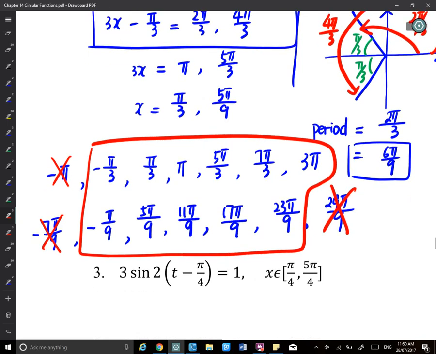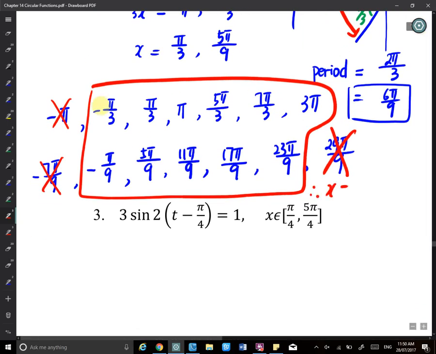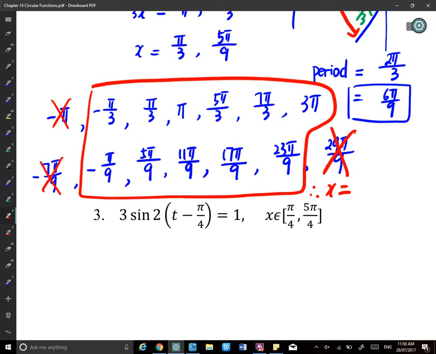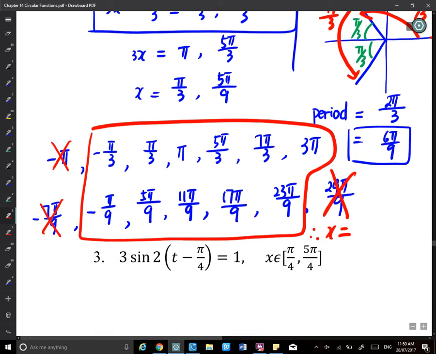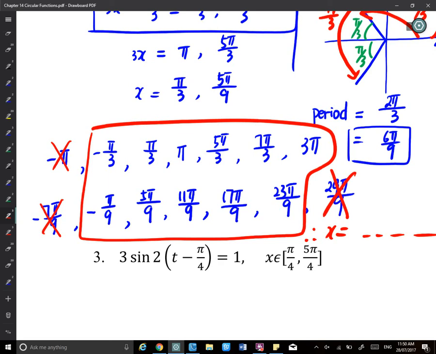I have no space, so you better write x equals to, and list them out in order. So you will say x equals to what? Write your final answer out. Well, in the exam, it's not going to be this many solutions. Like, 4 or 6 is the maximum, I assume. It's not going to have like 10 numbers listed out.